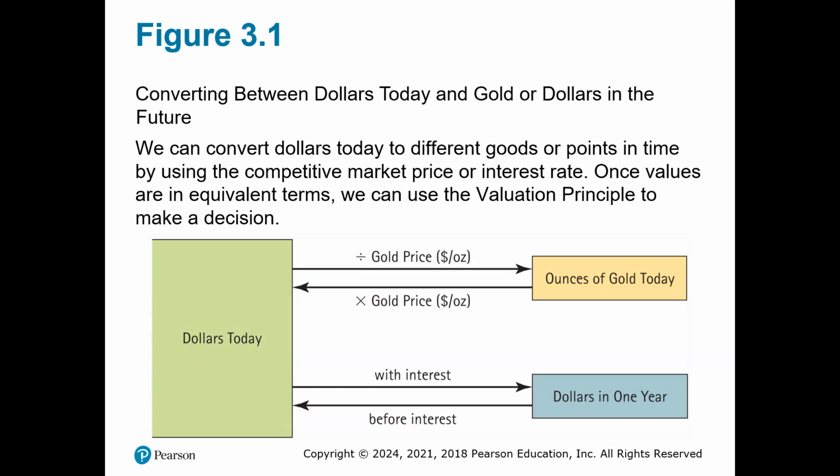To convert ounces of gold today into dollars today, you would multiply the ounces of gold by the price of gold in dollars per ounce.